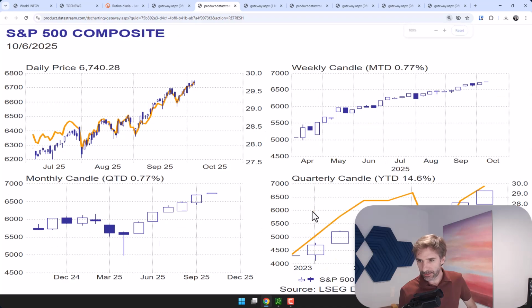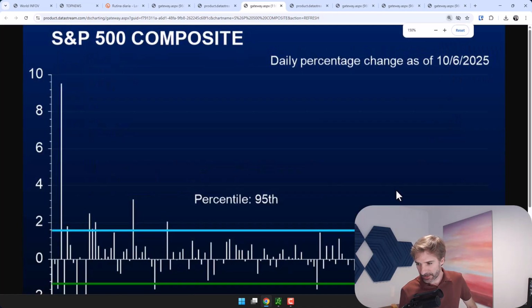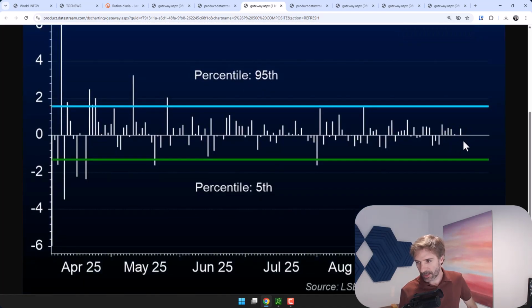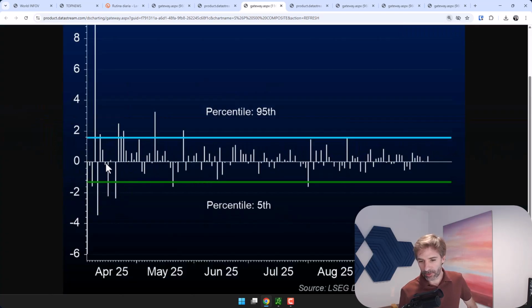In the monthly candle, in the weekly candles, we barely moved. Month to date, we are at 0.77. The monthly candle just started, and the quarterly candle is strong. Here we have the daily percentage change. As you can see, we have very small volatility, nothing compared to the end of the first quarter, right?